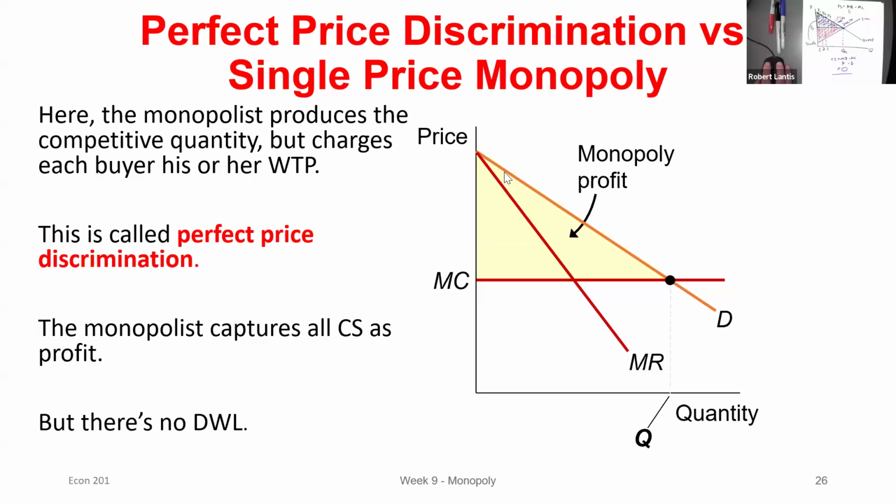Any questions there? All right, so consumer surplus is 0, all of total surplus is producer surplus, and we have no deadweight loss. Now notice, we also get to that same quantity of a perfectly competitive market if we are able to perfectly price discriminate.